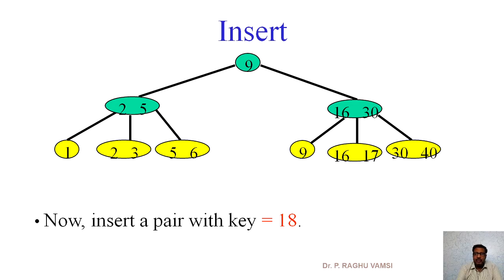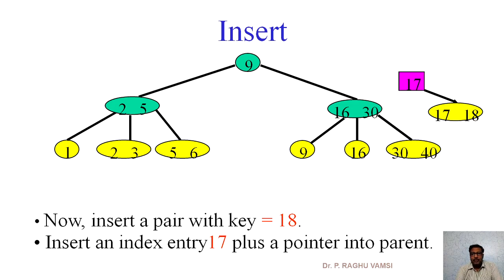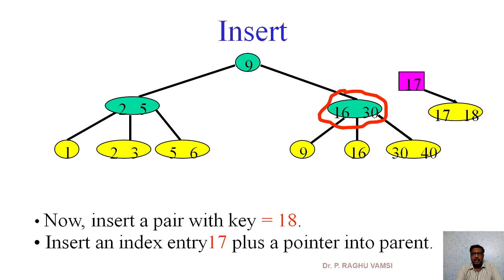What happened here is that whenever you insert, the number of elements in the node is 3. So this particular node is to be split further. Whenever you split it, 17 will become the parent, since 16, 17, 18. So insert an index entry 17 plus a pointer to the parent. Whenever you insert it, obviously the parent node also consists of 3 elements now, so it will be split further. Whenever it is split, 16 will become the left child, and 17 and 30 will become the right child, the right split.